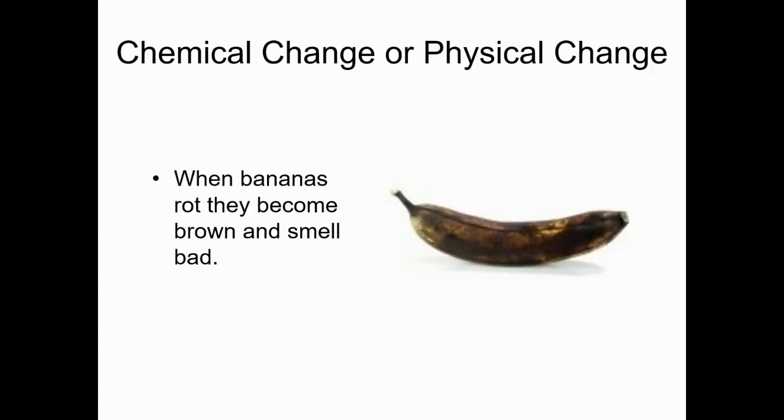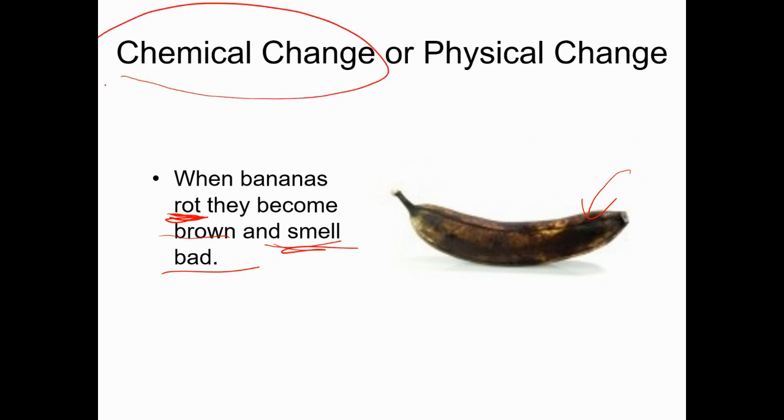Here we have a banana rotting. And when they rot, they become brown and they smell bad. So a couple clues were given here. First of all, rotting we know is typically a chemical change, but if we didn't know that, we can see we have a change in color and also a change in odor. And so that would indicate that we have a chemical change.